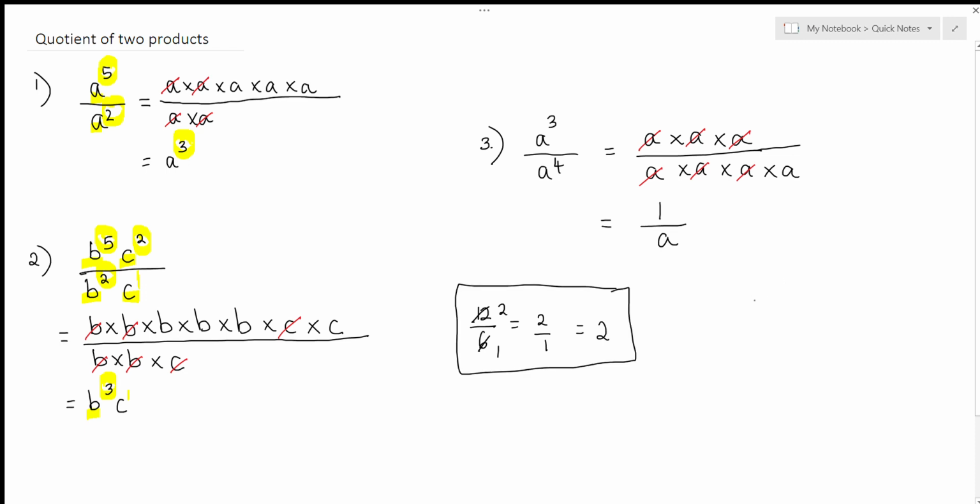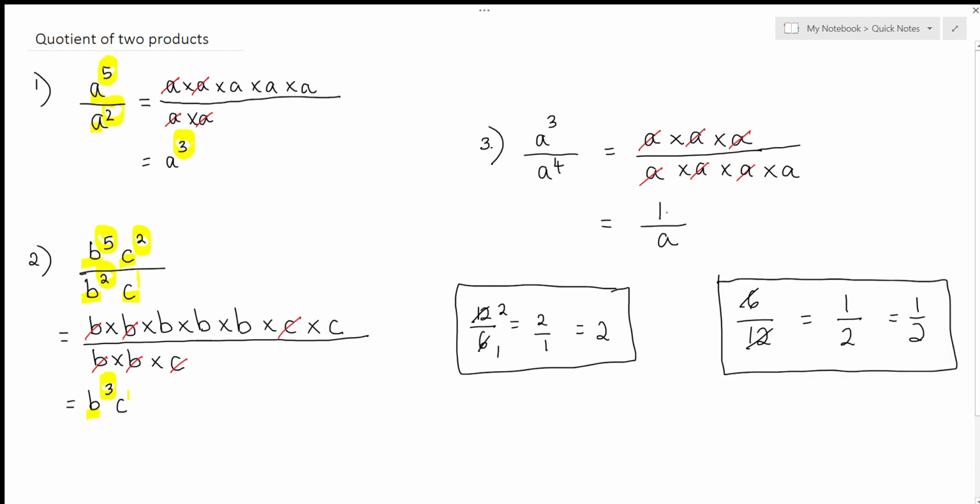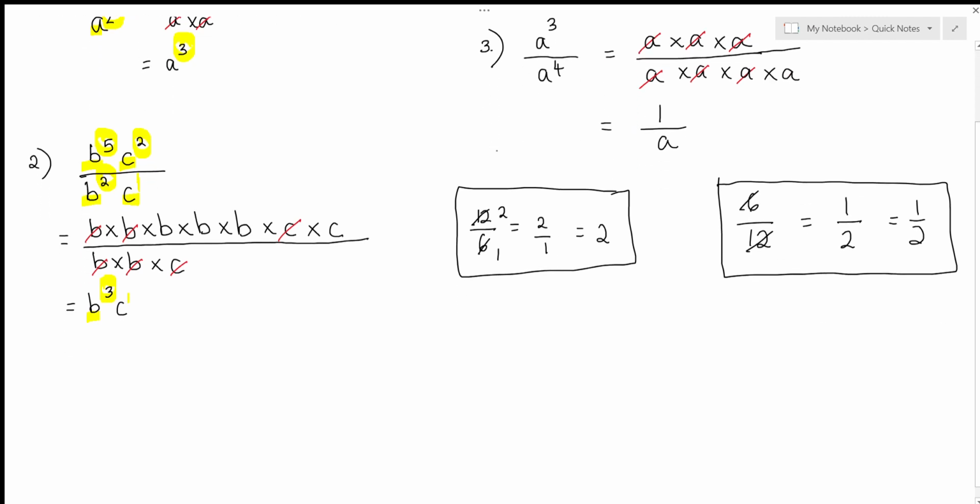If you had 6 over 12, you would say 6 goes into 6 once, and 6 goes into 12 2 times. You actually have a fraction of a half. So I want you to look at it this way. We are now looking at a fraction 1 over a, as in looking at number 3. Okay, let's look at number 4.